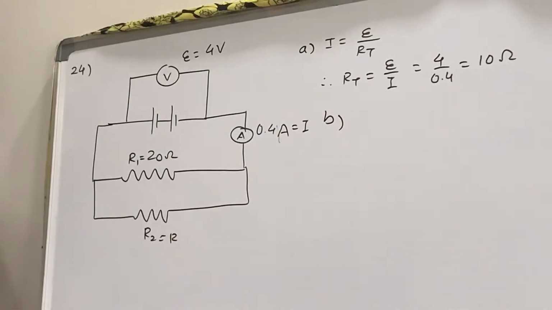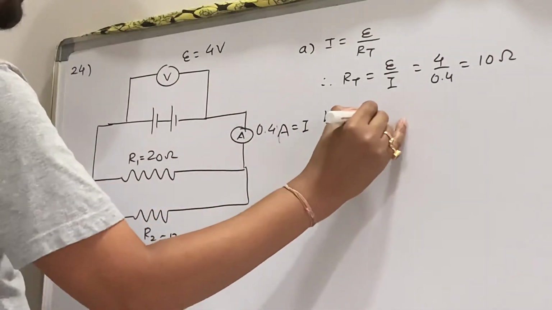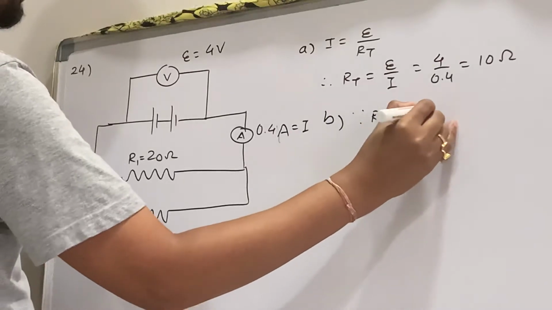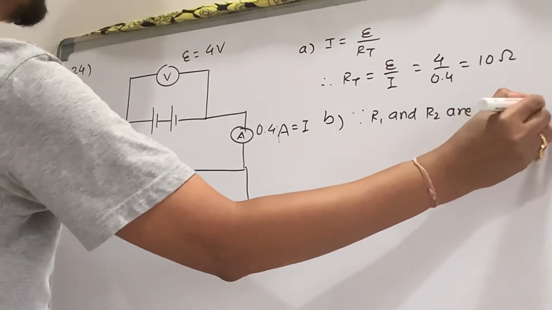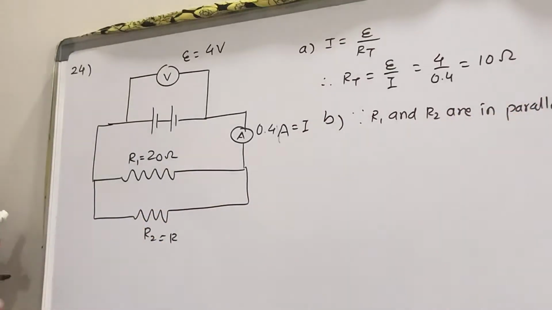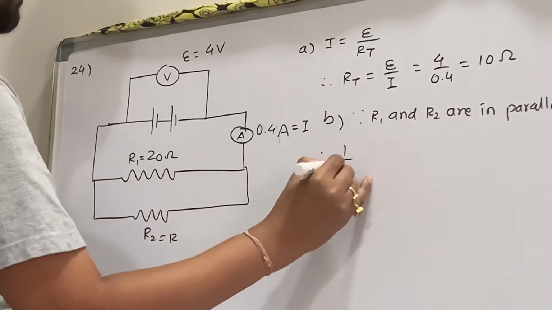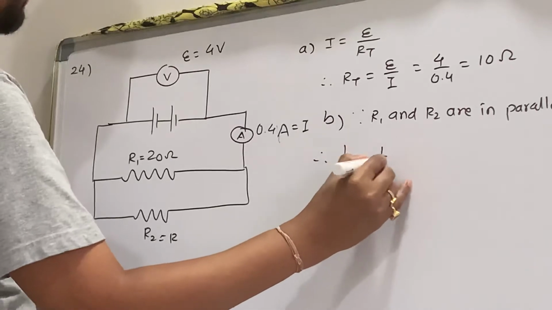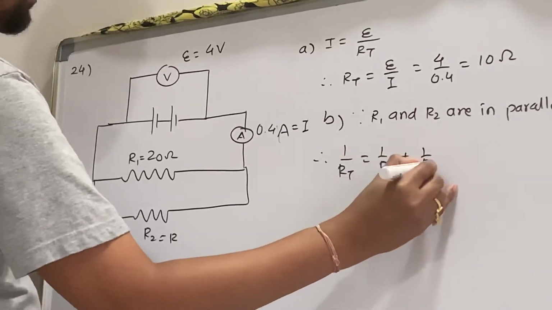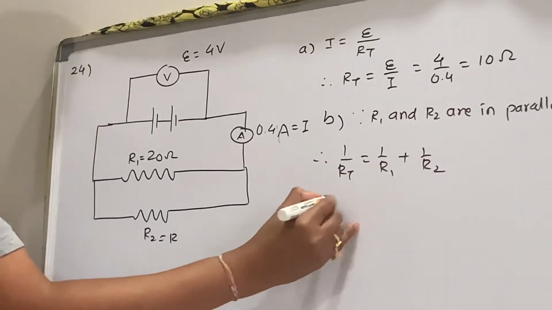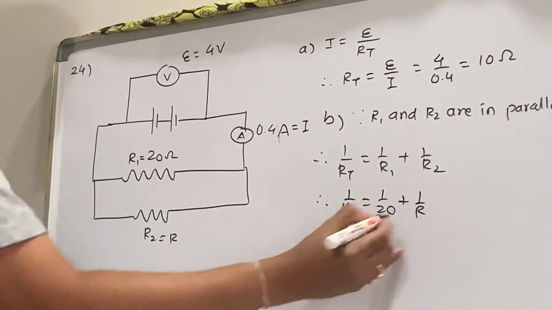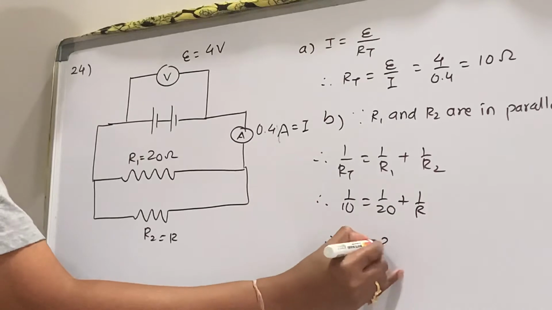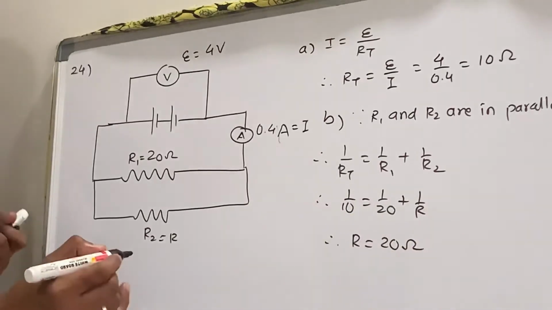Since your R1 and R2 are in parallel, we can write therefore 1 by RT is equal to 1 by R1 plus 1 by R2. So that is 1 by 10 is equal to 1 by 20 plus 1 by R. If you solve this, this comes out to be 20 ohm. R will be 20 ohm.